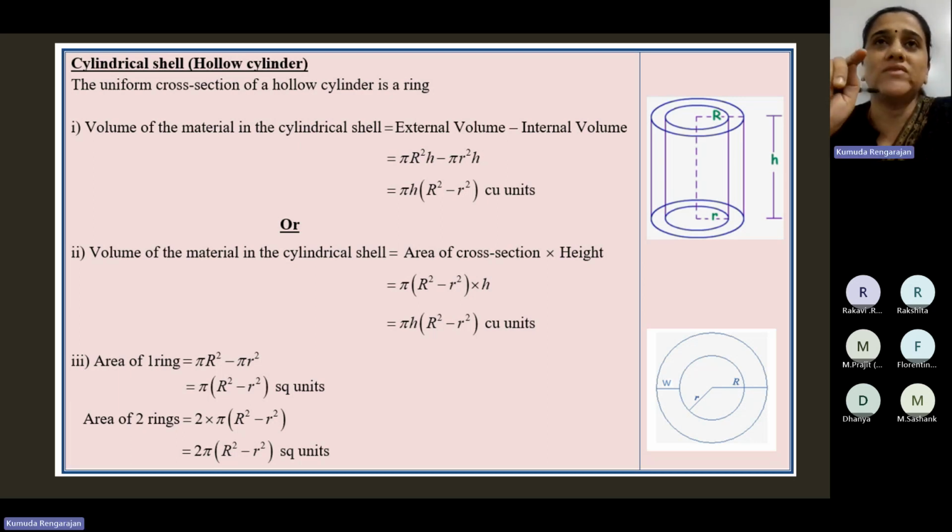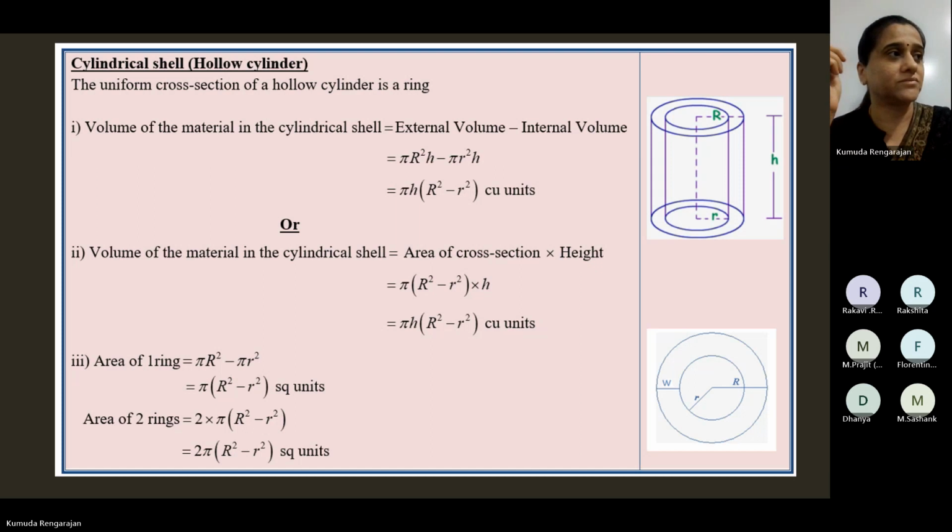Curved surface area is always perimeter into height. Volume is area into height. You should remember that. CSA is always perimeter of the cross section into height. Volume is area of the cross section into height. Volume is area into height, basically.